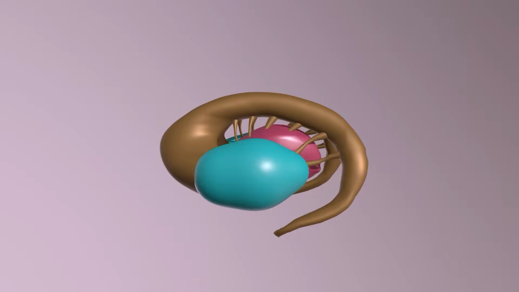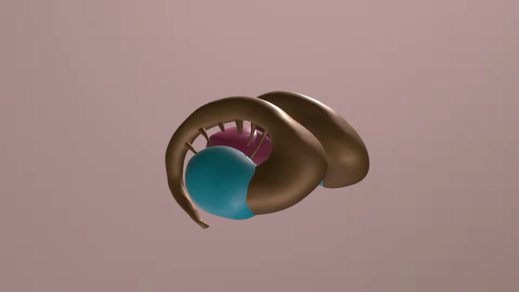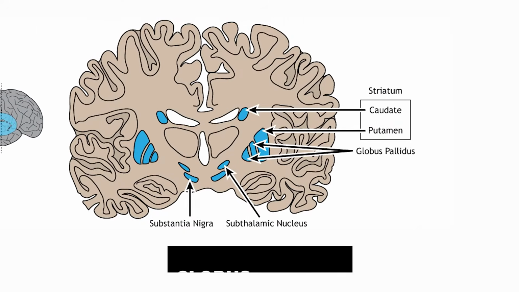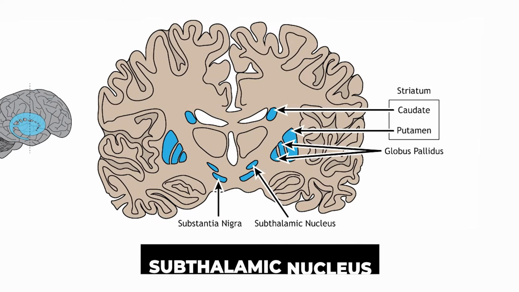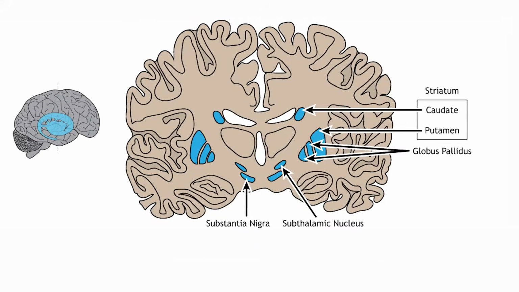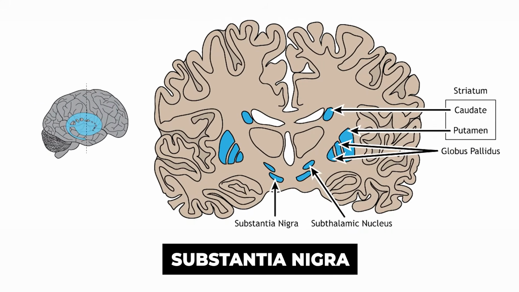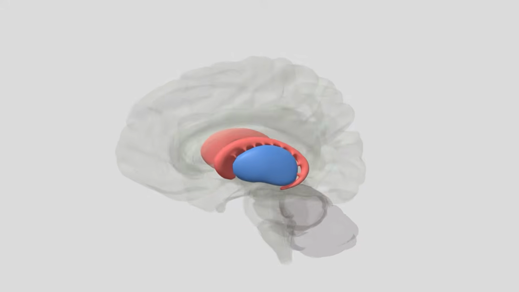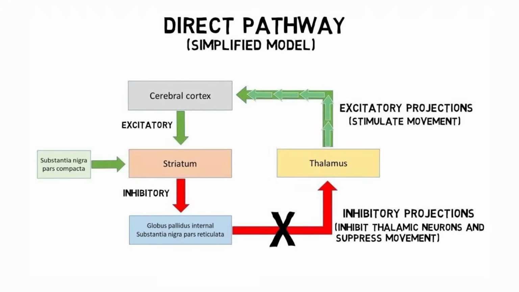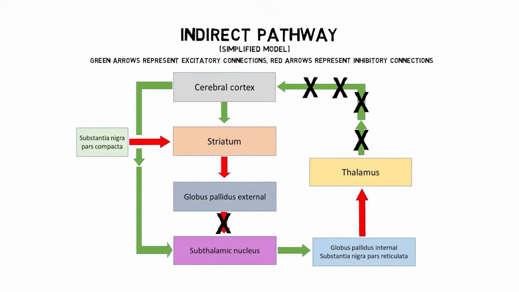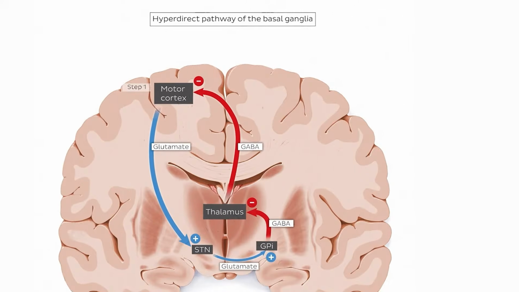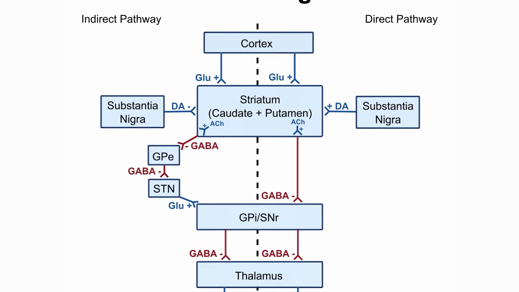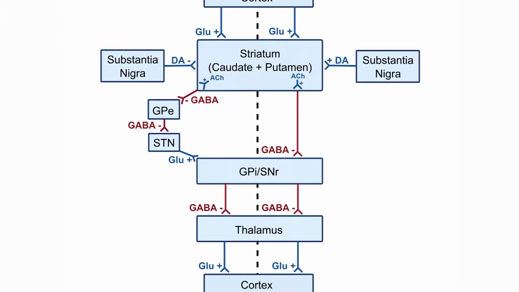The basal ganglia are composed of several interconnected nuclei, which include the striatum, globus pallidus, subthalamic nucleus, and substantia nigra. The basal ganglia have several pathways that process and relay information: direct pathway, indirect pathway, hyperdirect pathway. Proper balance between these pathways is crucial for smooth motor control.